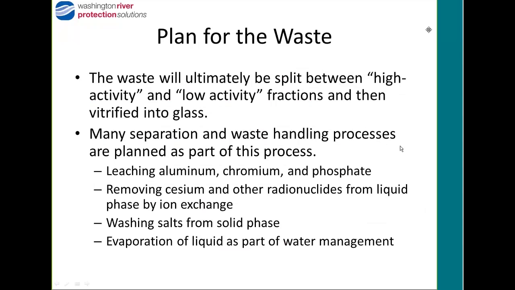Some of these processes would be that we'll have to leach aluminum and chromium and phosphate from the solid phase. We'll have to remove cesium and other radionuclides from the liquid phase. We'll have to wash out salts from the solid phase with water. And we'll have to do a lot of evaporation of liquid as a part of our water management.